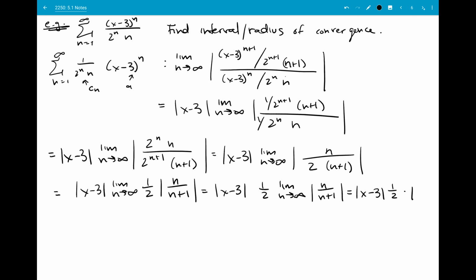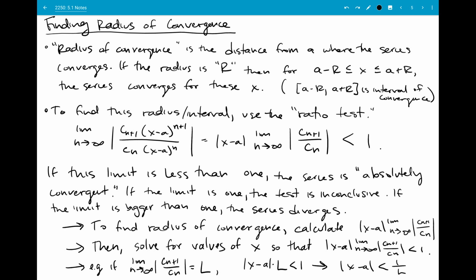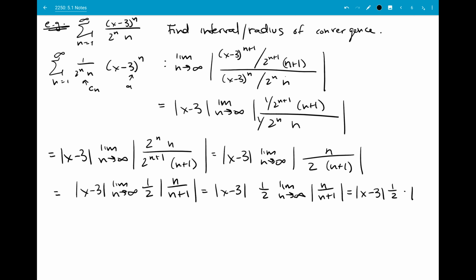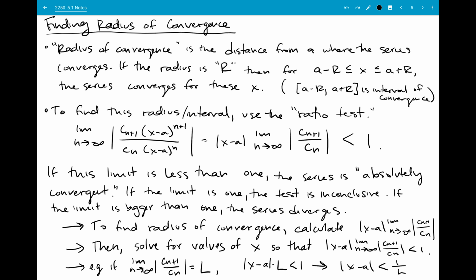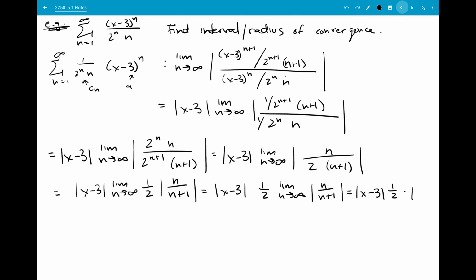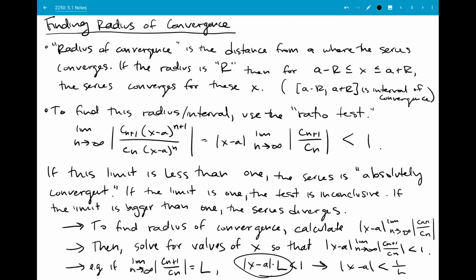Okay, so real quick, I just want to stop and talk about where we're at. When I said we're thinking about a radius of convergence problem, the first thing we do is calculate this limit. That's what we did just now. We calculated that limit. We got to this point. We have x minus 3 times 1/2 times 1. And so this right here is that thing that I called L on the last page. Right there. Limit of n going to infinity of C n plus 1 over C n. That's capital L. And so at the end, you have this thing that's x minus a times L.